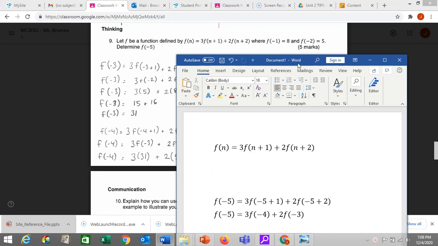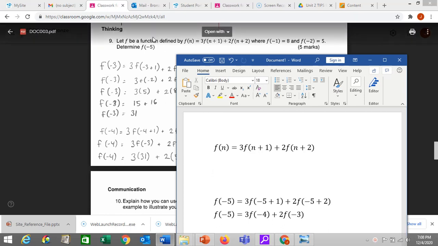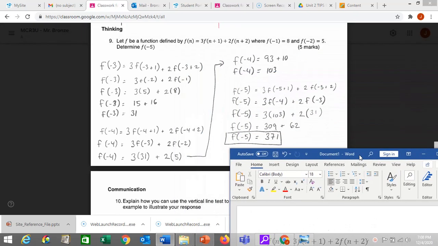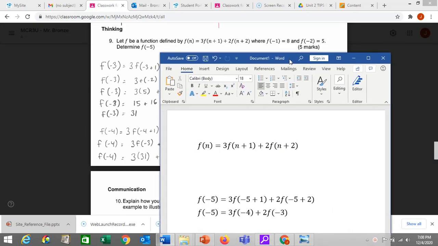Hi everyone. I've had a couple of students ask me about question number 9 here. I did post the solution for it, but it might not be clear exactly what it means or what you're trying to do in that solution. So I'm going to go over that in a brief video if you want a little bit more explanation.